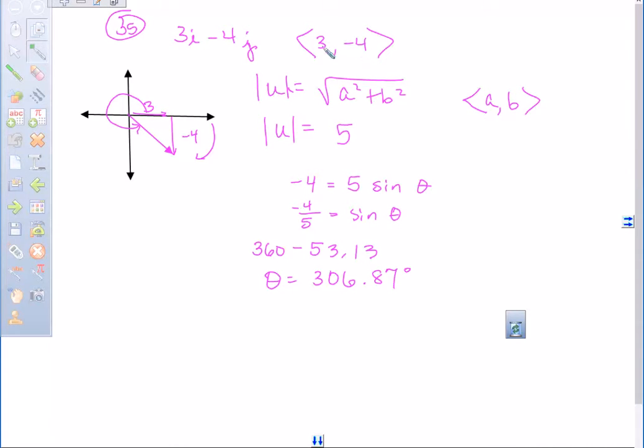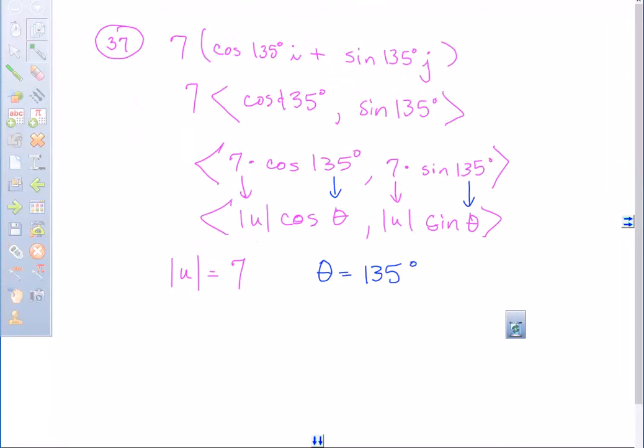All right, here is 35. So this is what we're dealing with, 3, negative 4. And so we get that magnitude of 5. So we get sine equals negative 4/5. So that would be 53.13. Now, in this case, I know that we're going all the way around here. So if that is my negative angle, it's 360 minus that. And so that gives us theta of 306.87. All right. And we already talked about number 37, so we should be good there.